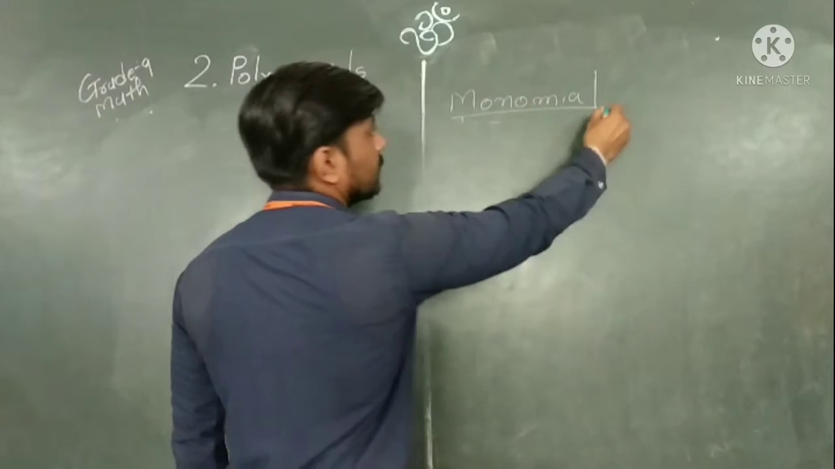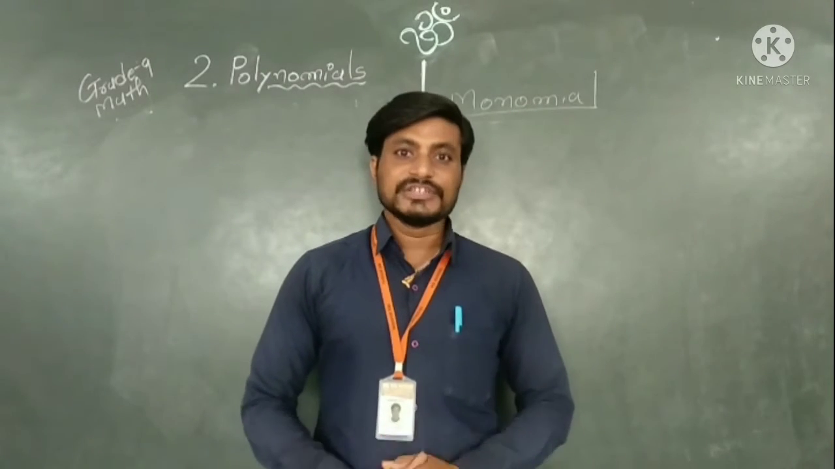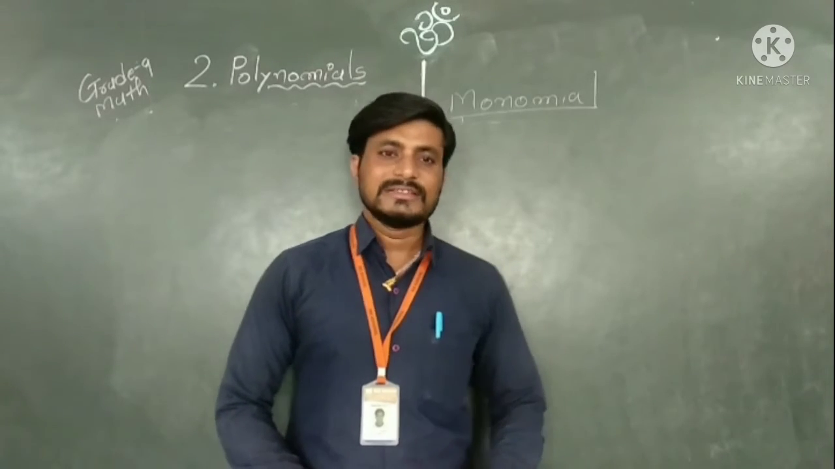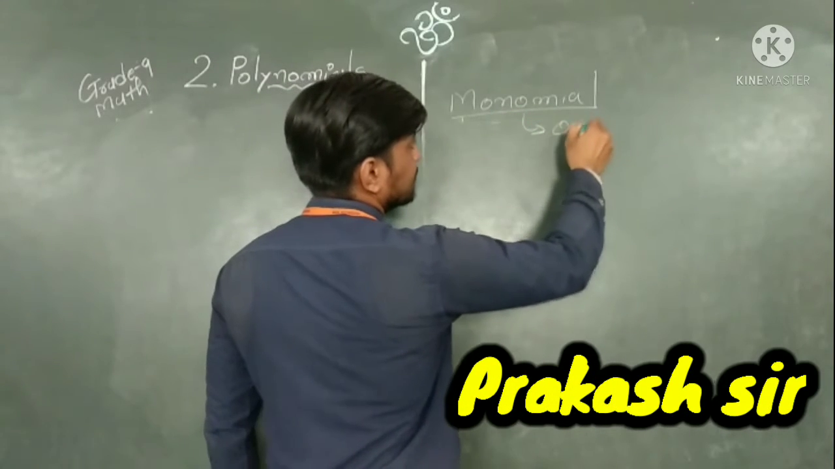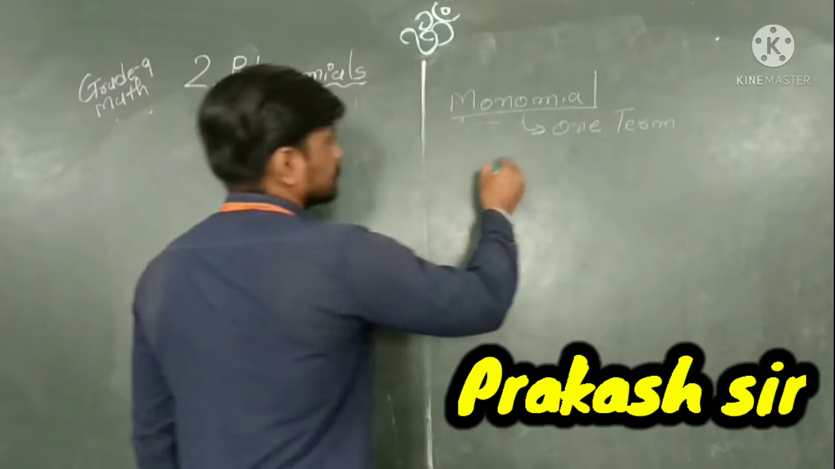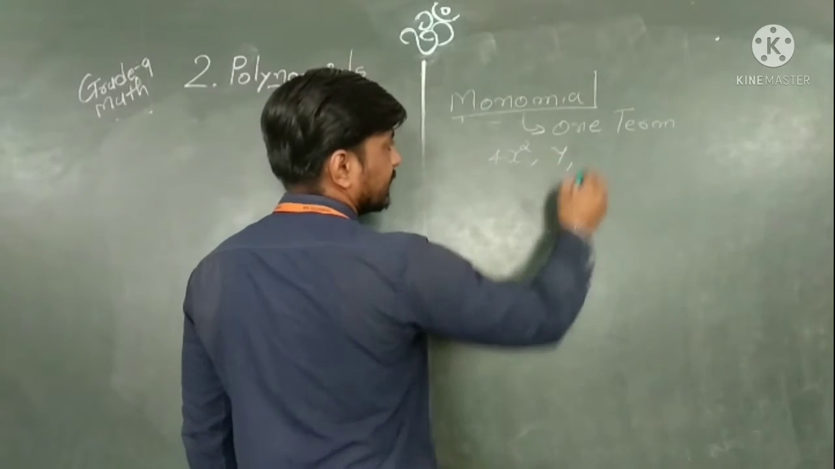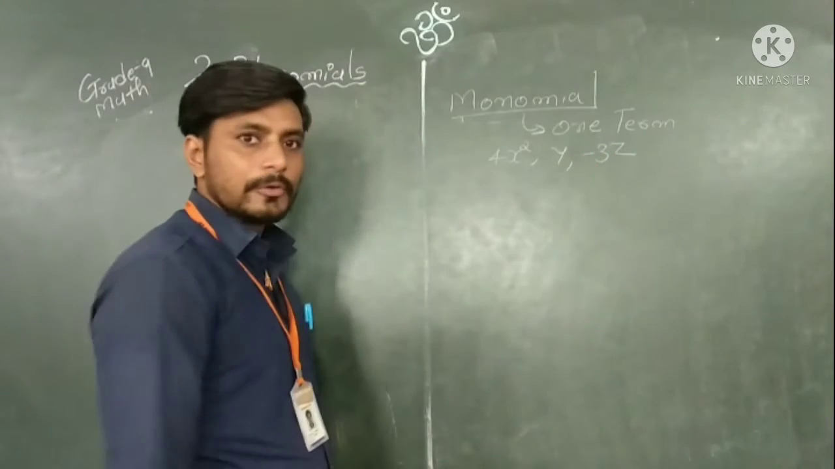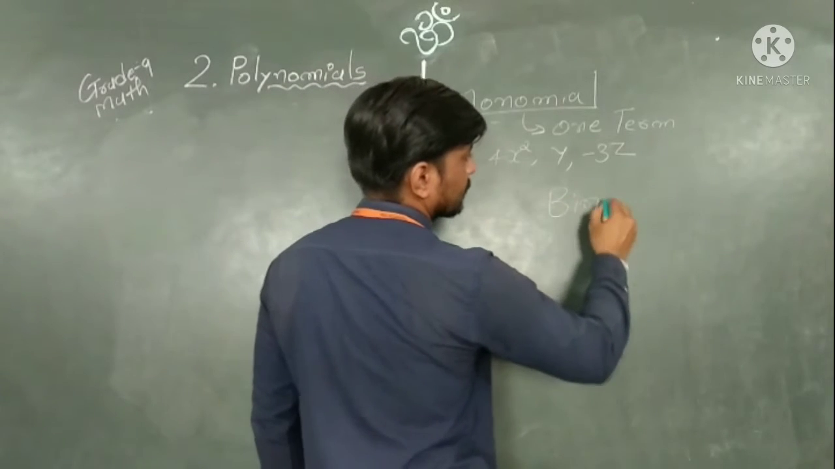What is a monomial? An algebraic expression which consists of only a single term is said to be a monomial. That means it consists of only one term. Suppose 4x square, simply y, minus 3z, these are all examples of a monomial. Similarly, what is a binomial?